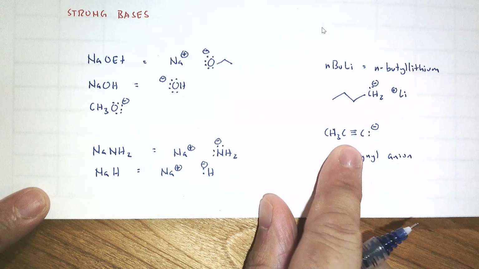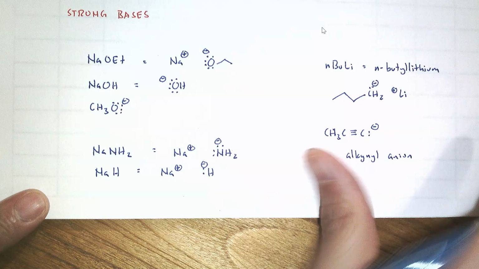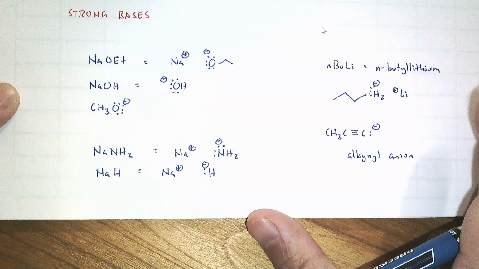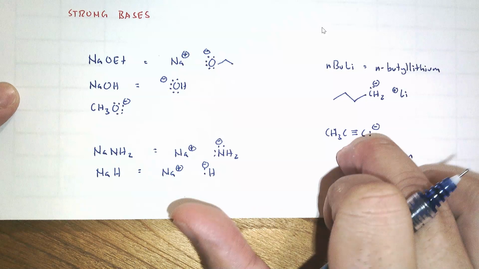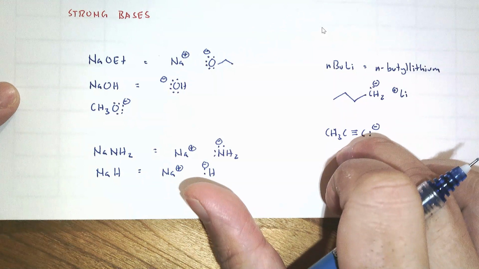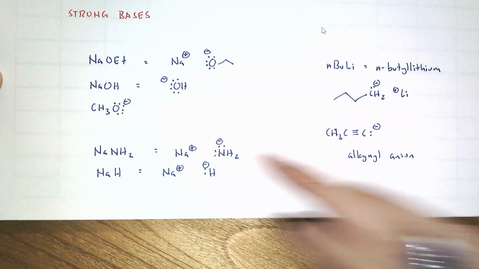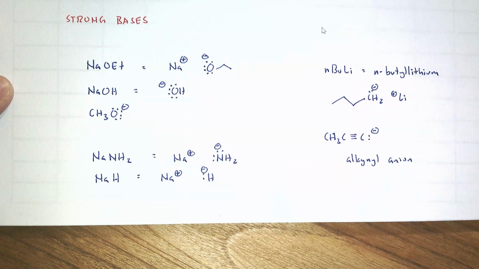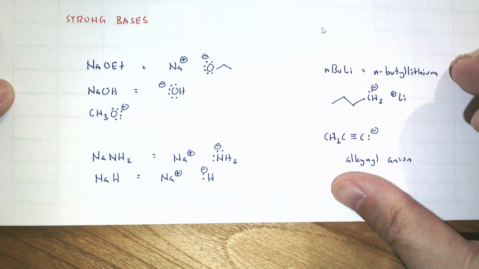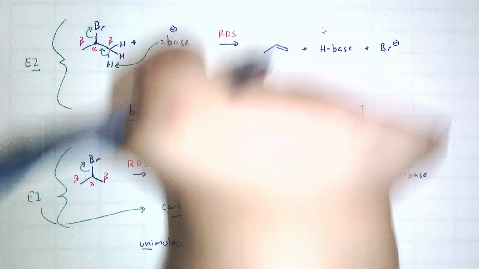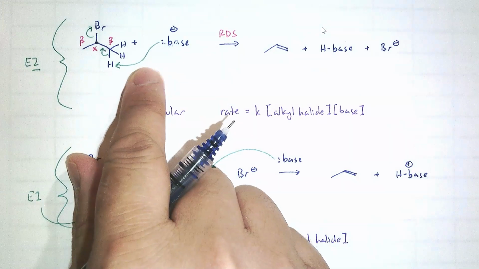Okay, that will strip off a beta hydrogen from secondary or tertiary alkyl halides. Don't worry yet about the type of alkyl halide. Just know that these are all strong bases. And then when you react these strong bases with an alkyl halide, your mechanism will look similar to this. One step.